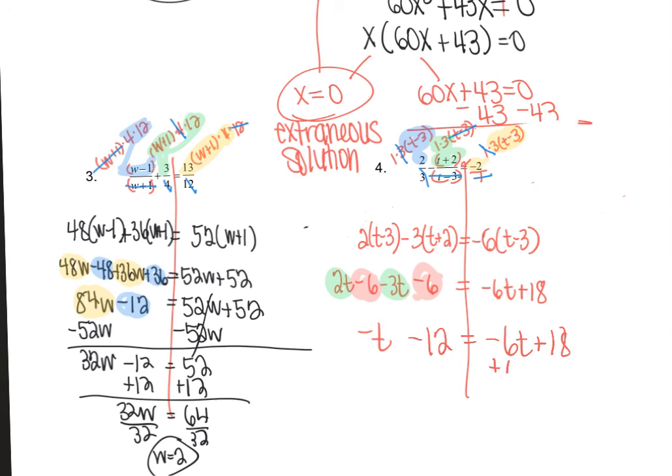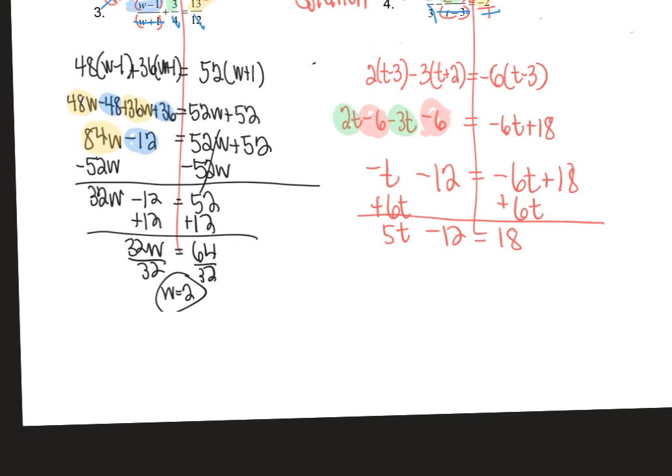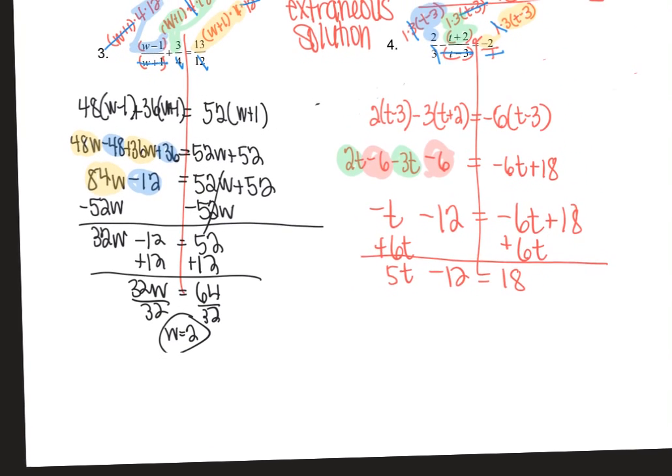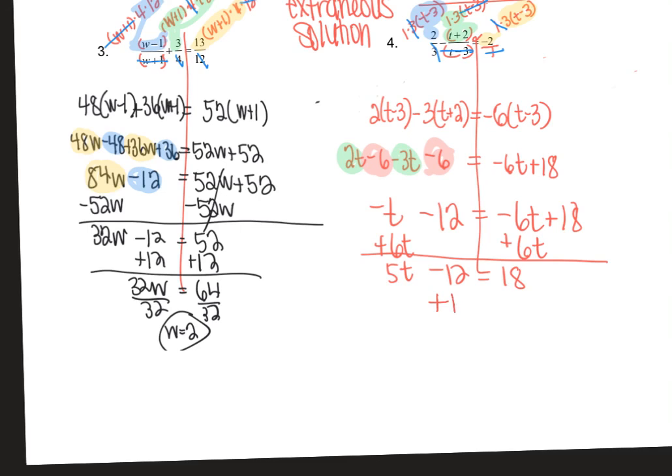So I'm going to add 6t to both sides, and I'm going to get 5t minus 12 equals 18. I'm going to add 12 to both sides. I'm going to get 5t equals 30. I'm going to divide by 5. I'm going to get t equals 6.